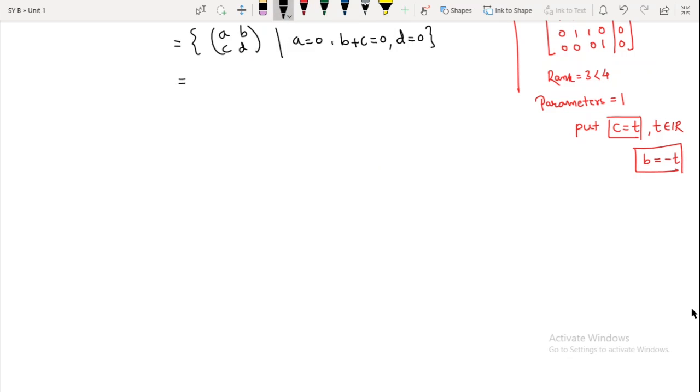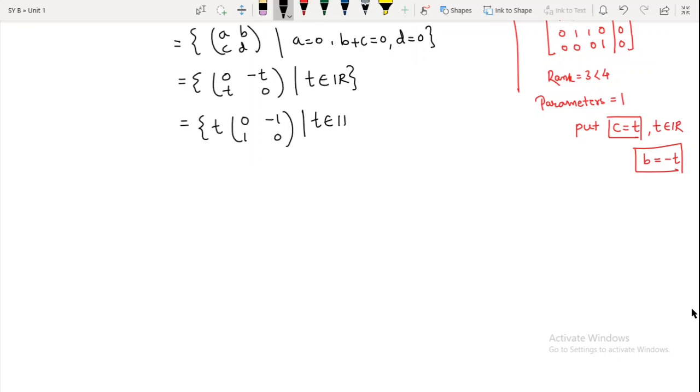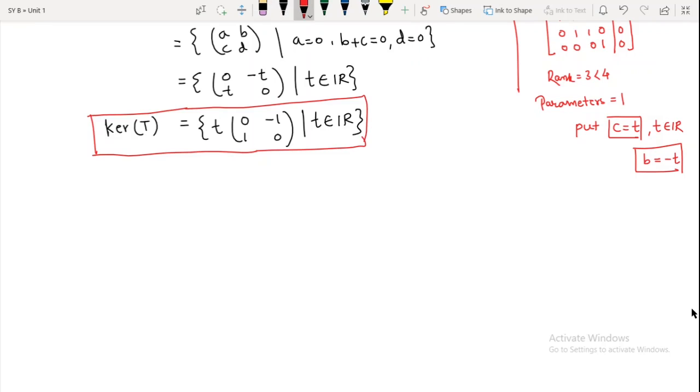So this is further equal to a collection of, my A is already 0, my value of B is minus T, my value of C is T, my value of D is 0, such that T belongs to R. So which is further equal to, you can take that T out, so it is 0, minus 1, 1, 0, such that T belongs to R. So this is your image of, no, what is it? Kernel of T. So this is your kernel of T. Now let us go to find the image of T.